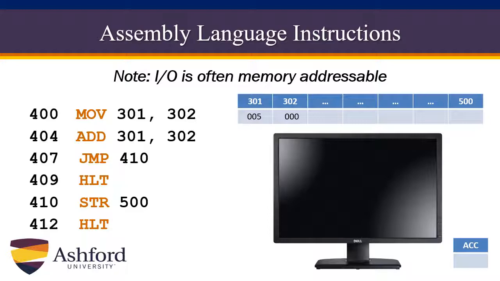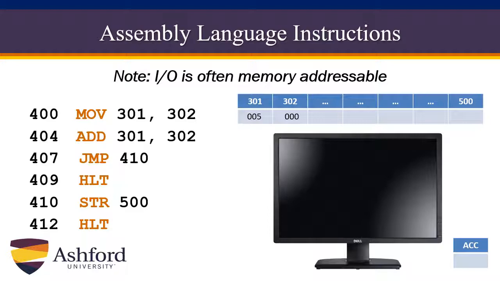We're going to assume that memory location 500 is mapped to a particular location on the output or the display, and this is often the case that particular memory locations are memory mapped to input-output within the computer's architecture. So what we're going to do in this example is effectively add two numbers together and then display that number on the screen. And this gives you a sense of what's happening behind the scenes.